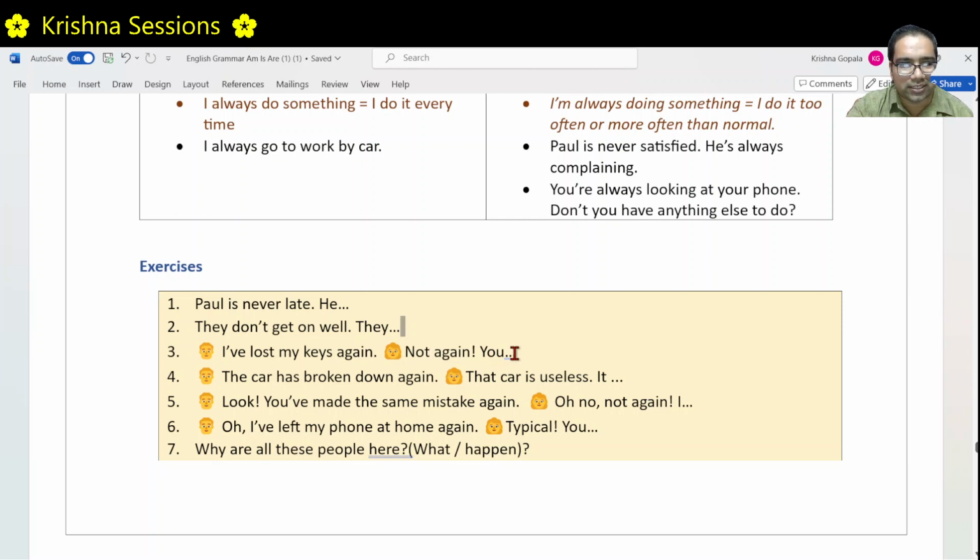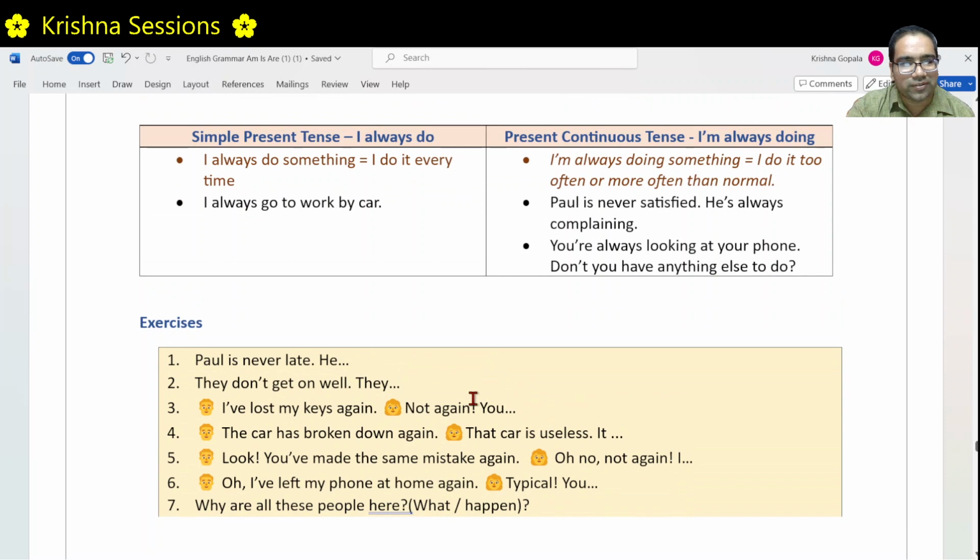This girl is saying, "Not again." Now, here she has two options: "You always lose your keys," or "You're always losing your keys." Right. "You always lose your keys" sounds a little awkward, right? Because it is not about habit. It doesn't happen that this fellow loses keys once or twice every day. He's losing keys more frequently. That's why she will say, "You are always losing your keys."